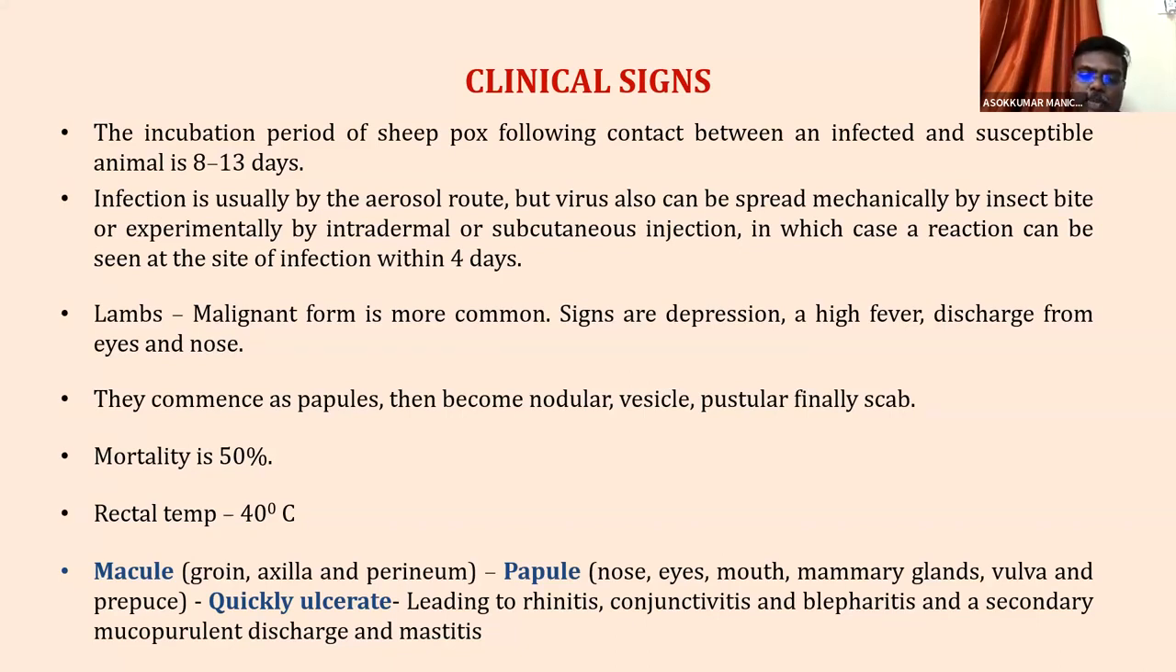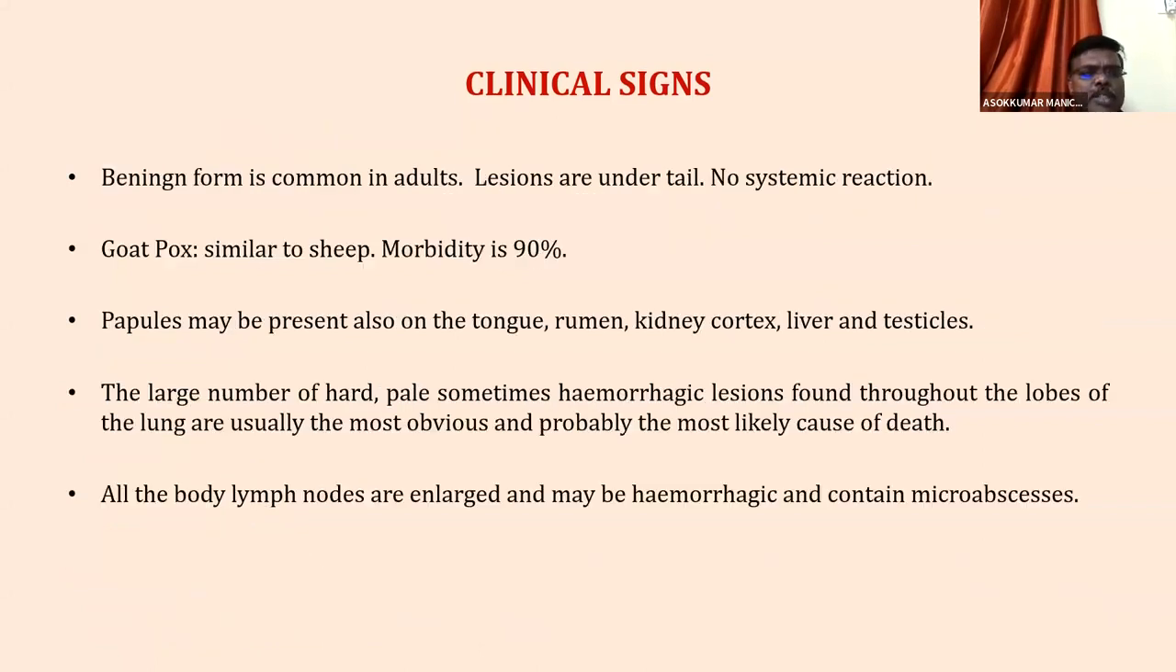Then the papules, especially around the nose, eyes, mouth, mammary glands, vulva and prepuce, quickly ulcerate, leading to rhinitis, conjunctivitis, phlebitis, and a secondary mucopurulent discharge as well as mastitis. So the benign form is more common, generally in adults. The lesions are under the tail. Usually we are able to see the lesions under the tail, with no systemic reactions.